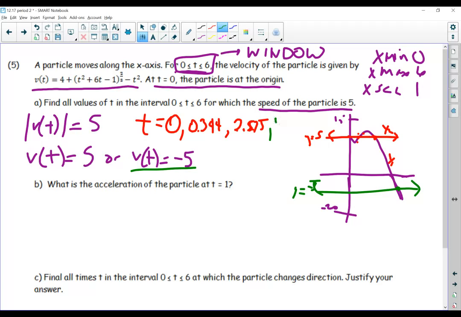I'll give you a second to do that. Pause if you need me. You always get that space bar pause. Okay, 4.753 is what I got. Okay, so this question would be 2 points. 1 point for your setup and then 1 point for your answer.